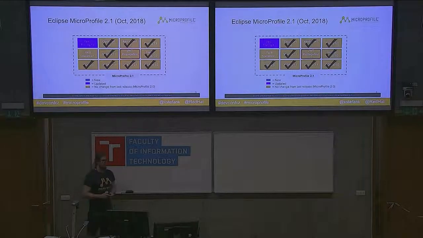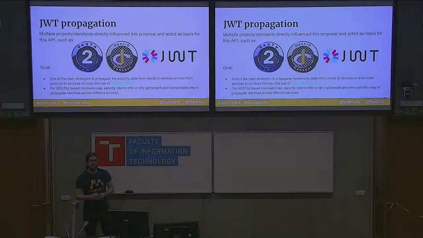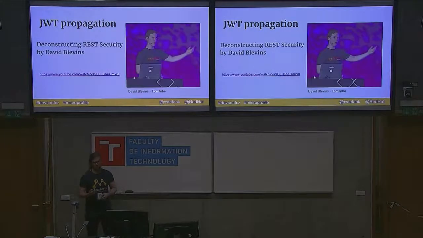Okay, so let's move to JWT. JWT stands for JSON Web Token, and it's a way you can do authentication and authorization in your MicroProfile applications. This is again based on a different standard or specification that is supported by many companies, which is called JWT. Basically, what it boils down to is the usage of tokens or security tokens.